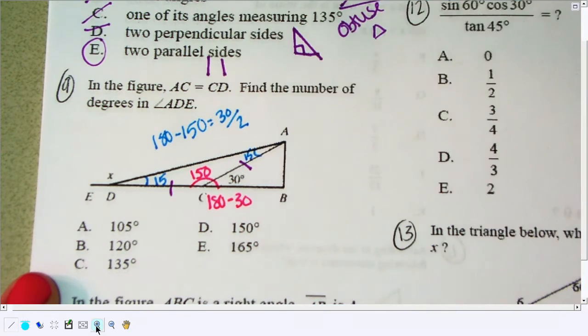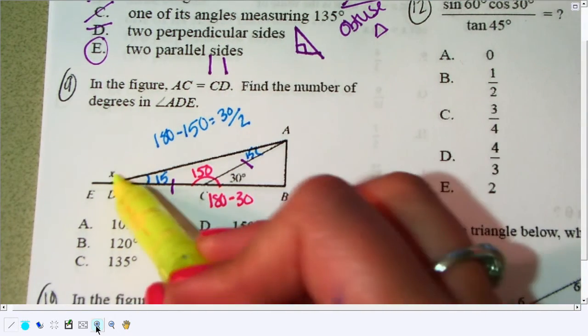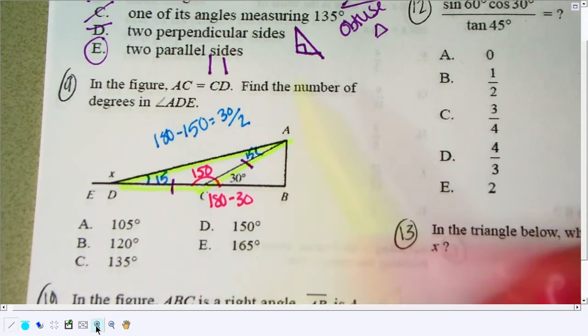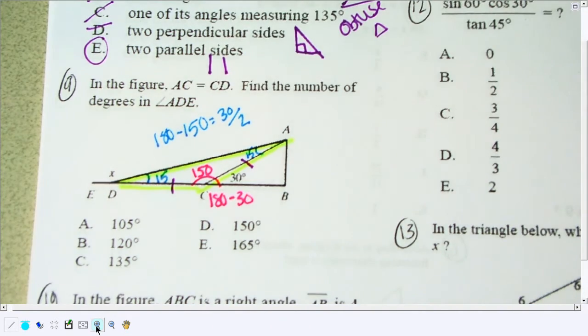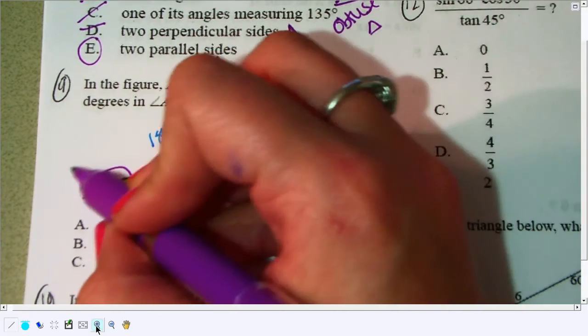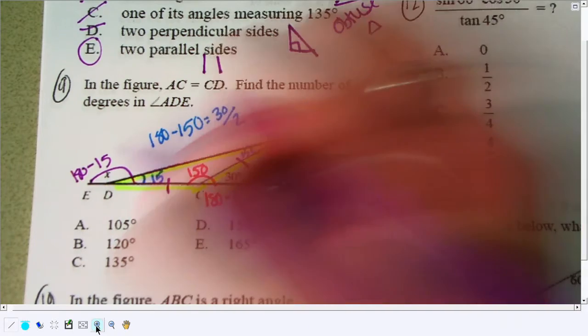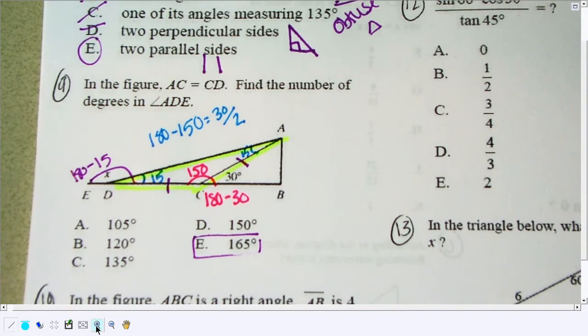Remember, this triangle, regardless of how I draw it, it has to add up to 180. So now that I know that that angle is 15, I can now use another linear pair and do 180 minus 15 to get an answer of 165.